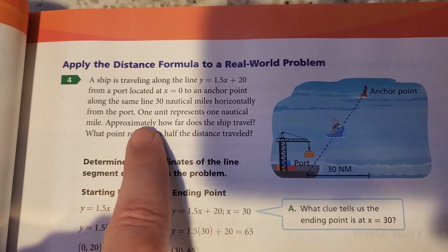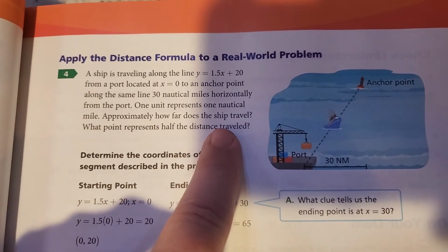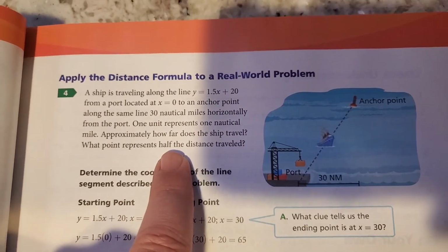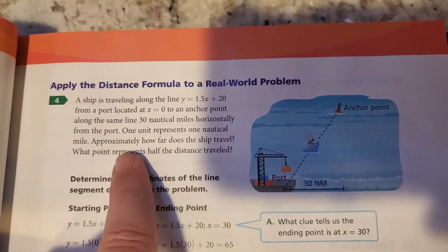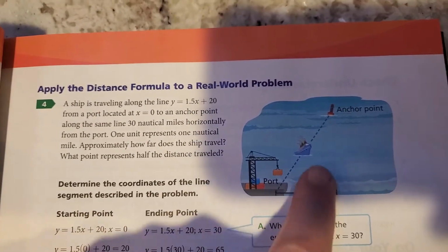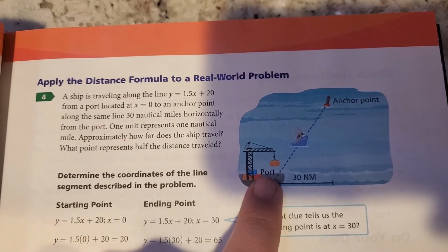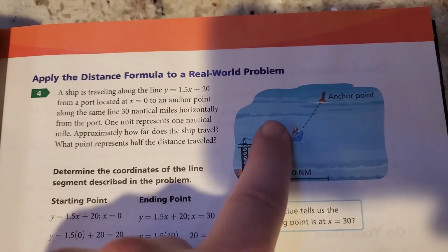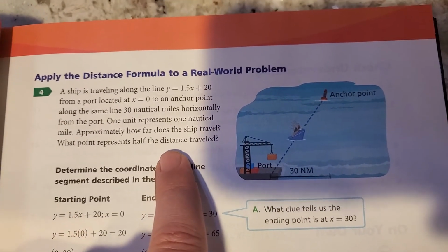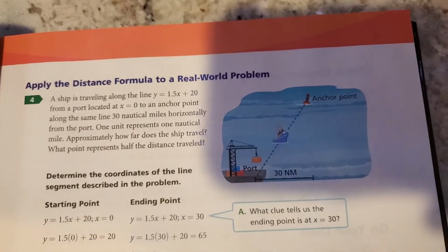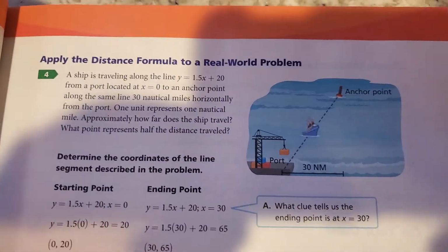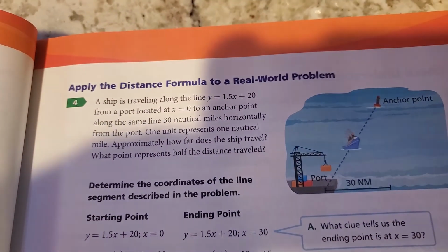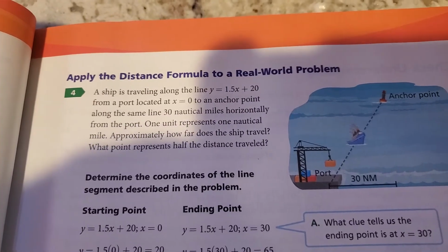And approximately, they want to know approximately how far does the ship travel, and what point represents half the distance traveled. So they want to know the full length, how far does it travel, and they want to know where the point would be located where you would be at the dead center middle. Half the distance traveled is represented by what point? Okay, so I'm going to do this same problem only on my dry erase board here. So I'm going to set up a picture here.